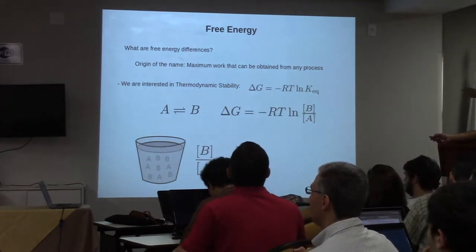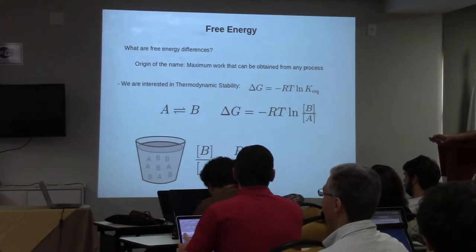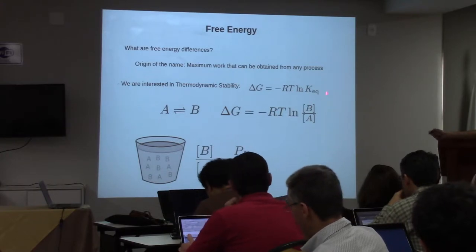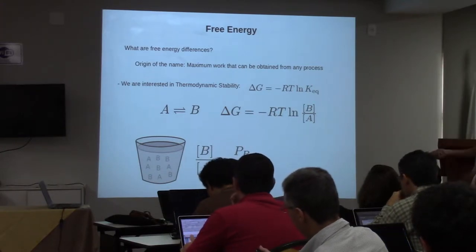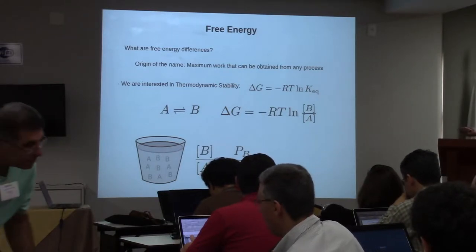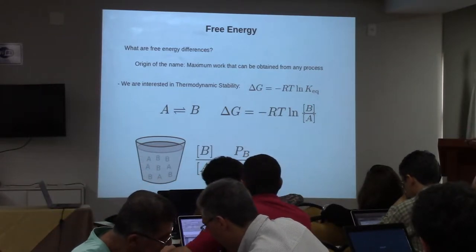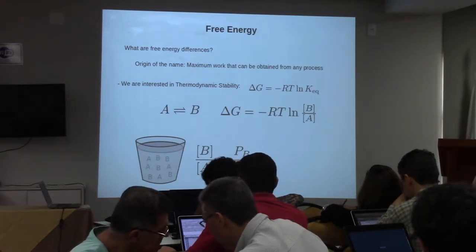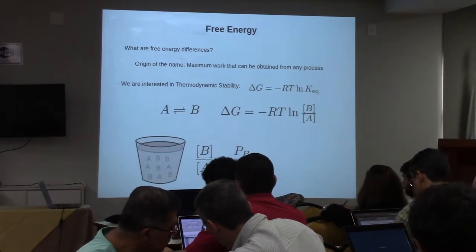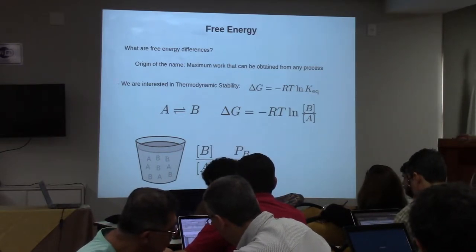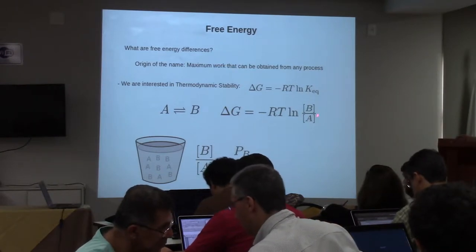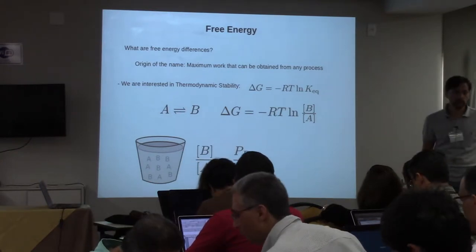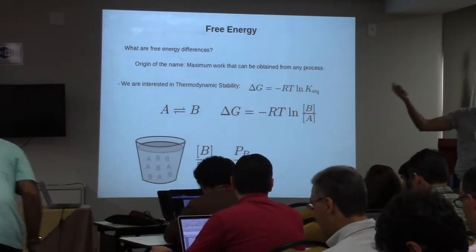The moment in our scientific background in which we see free energy differences for the first time is when we study equilibrium constants. And we learned in general chemistry courses that the free energy difference between two states is related to the equilibrium constant by this formula. And when we look at what this means, the free energy difference is simply the logarithm of the concentration ratio of two species that are present in solution.